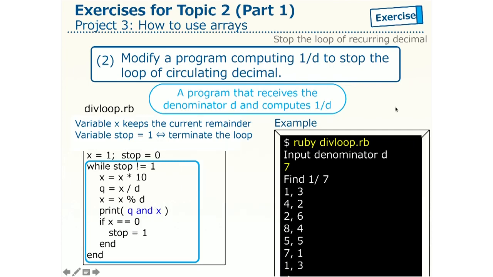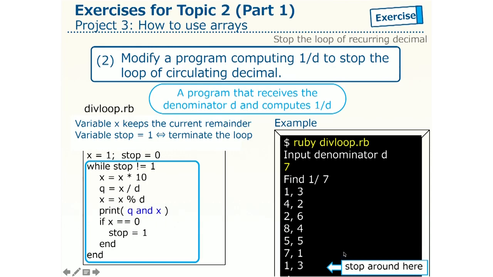Now consider the case where we give 7 for the denominator. That is, the division of 1 by 7 is computed. Then, as we discussed, the computation goes like this, producing the recurring decimal forever. What we want is to modify the program so that the computation is stopped around this point. So the question here is, as you get into this infinite loop, how do you stop this?